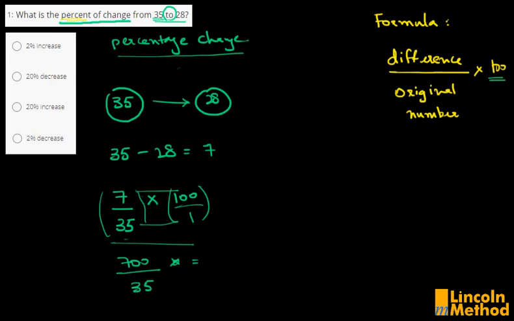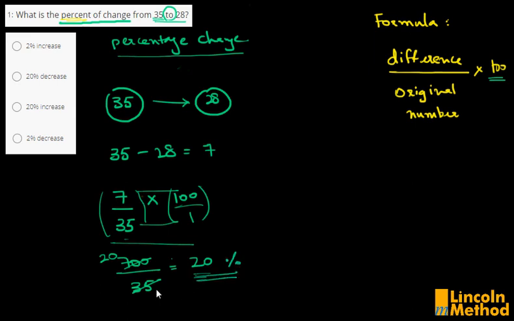And then we can solve this. Let me erase this. So we can solve this fraction that we have right here, and this is going to give us the percentage change, or the percent of change. So 70 goes by 35 2 times. So if I add a 0, that means 700 goes by 35 20 times. So this is our answer. In fact, no, we're talking about percentages, so this is our answer, 20%.